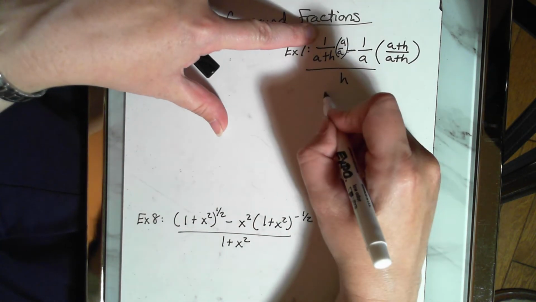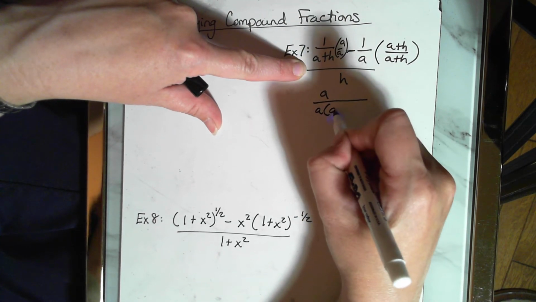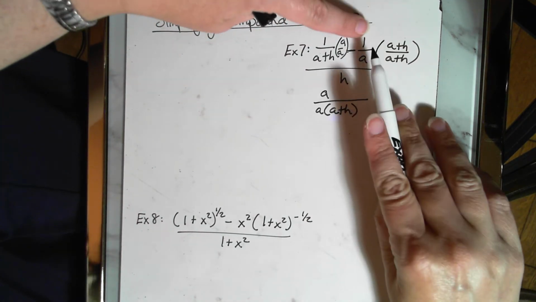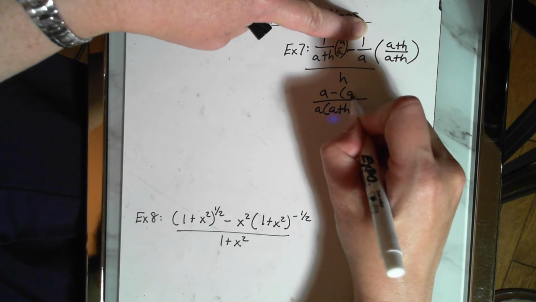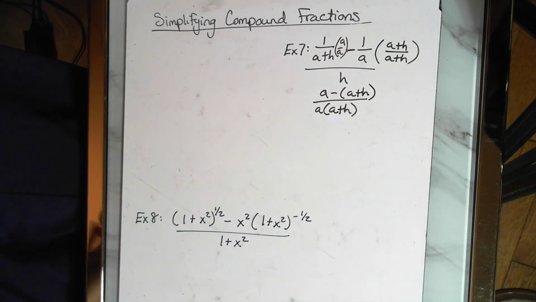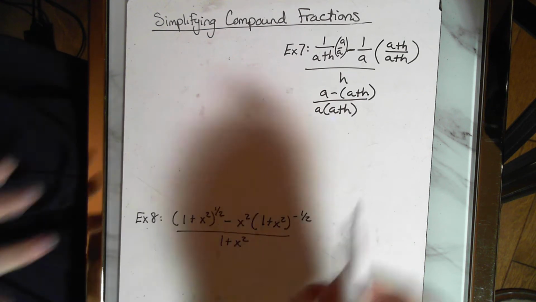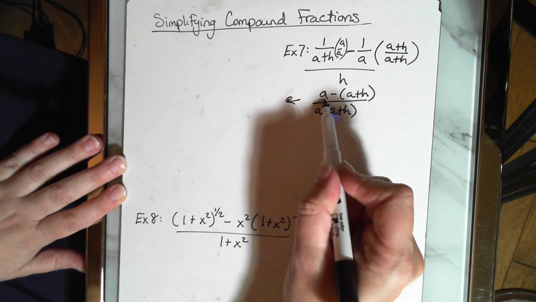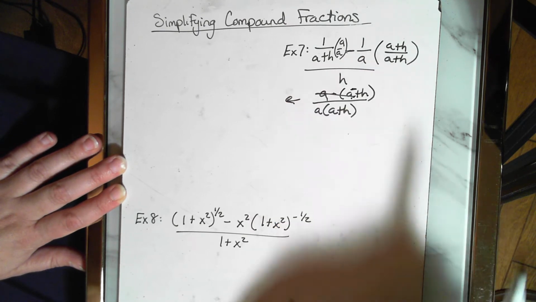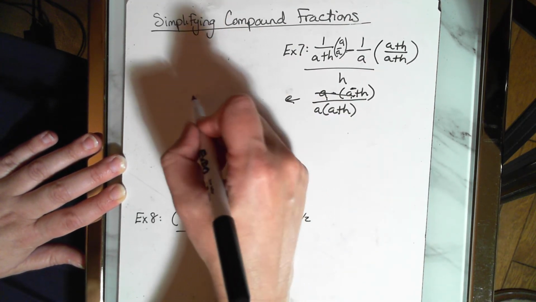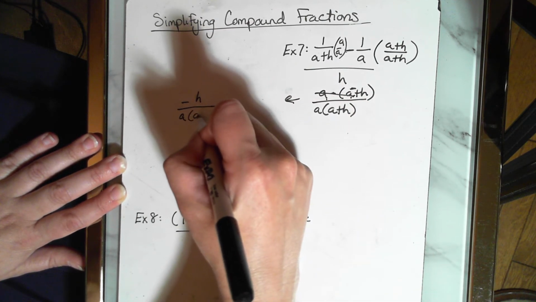In the numerator, I'll have an a here. In the denominator, it will be a times a plus h. And over here, I'm going to be subtracting 1 times this. So it's minus a plus h. Okay, so that is the expression in my numerator. And that can be simplified. This thing simplifies to a minus a, which is 0. And I'm still subtracting this h because it was minus this whole thing. So I get negative h there. And it's all over a times a plus h.